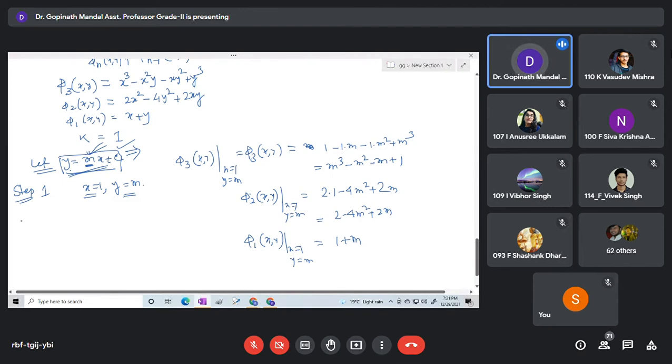Now step 2 is to find m. Step 2 is put phi 3 m equal to 0. So m cube minus m square minus m plus 1 equal to 0.